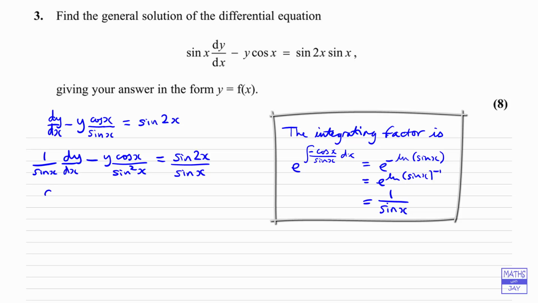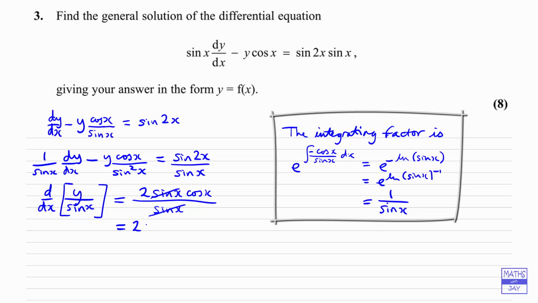So the left-hand side, we've got the product of y and 1 over sine x. So we could write the 1 over sine x as sine x as the denominator there. And then we can simplify the right-hand side, because sine 2x is 2 sine x cos x, and divide that by sine x. So we've got sine x cancelling with a sine x there. So that's equal to 2 cos x. So now all we need to do is to integrate both sides with respect to x.